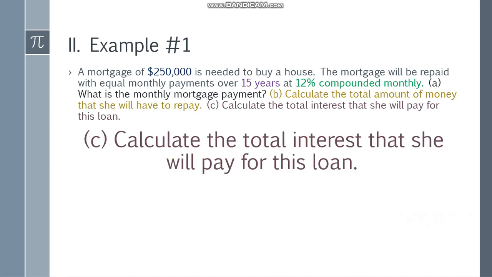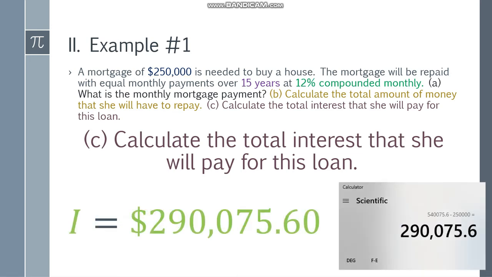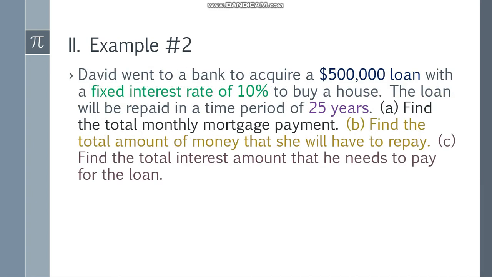Let's go to the final question. How about the total interest that she will pay for this loan? So the formula we have there is I is equal to T minus P. So that will be $540,075.60. Just subtract 250,000, the principal. And you will get an answer of $290,075.60.